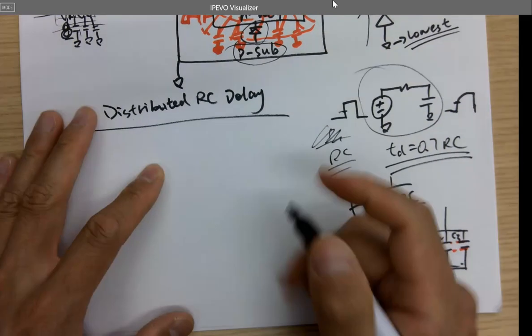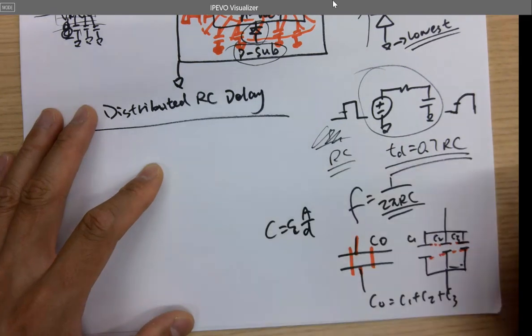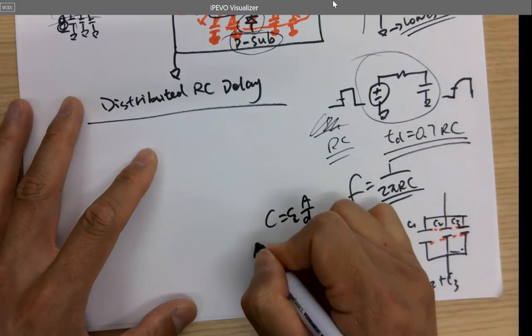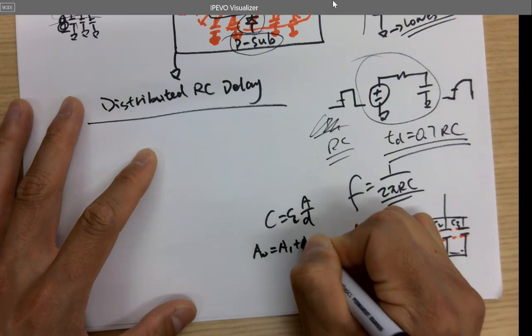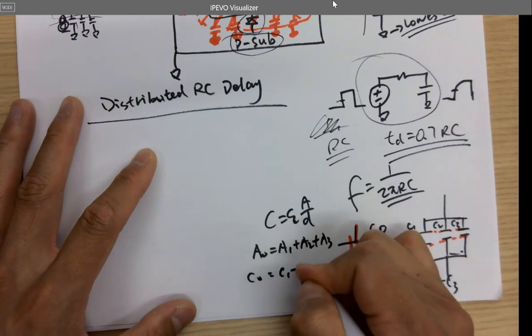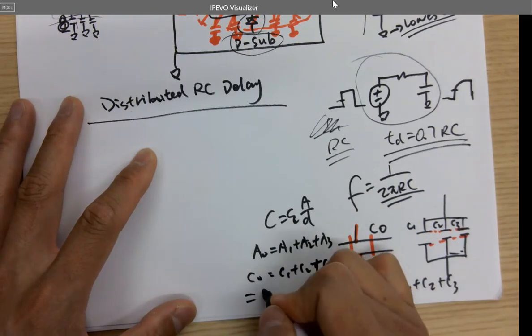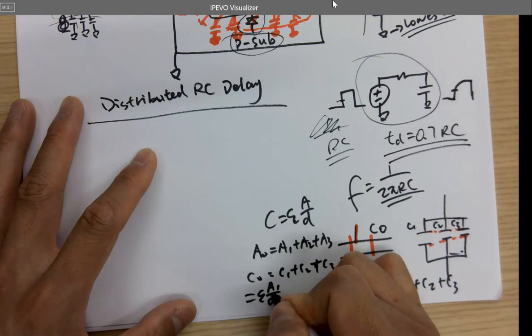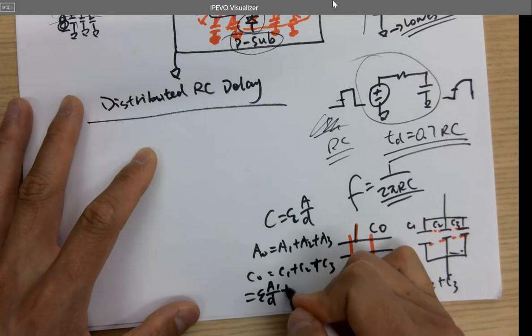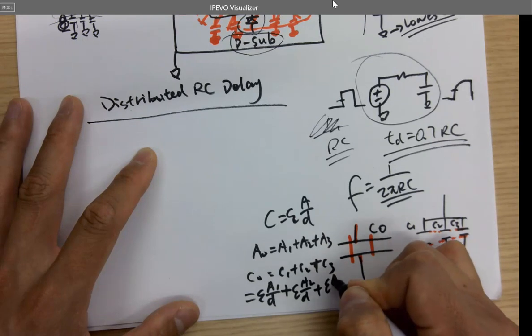Why? Because C equals epsilon A over D, right? If A0 equals A1 plus A2 plus A3, definitely C0 equals C1 plus C2 plus C3, because C1 is epsilon A1 over D, it's the same D here, plus epsilon A2 over D plus epsilon A3 over D.